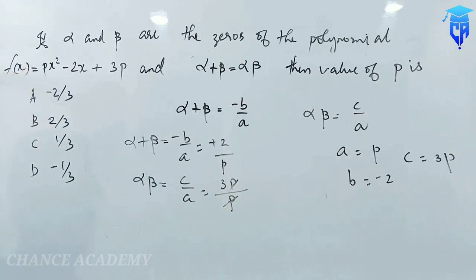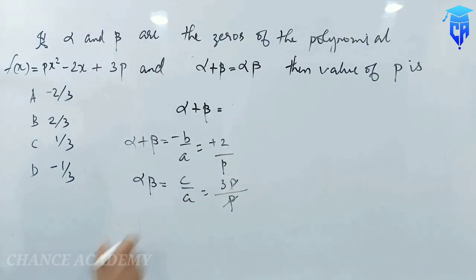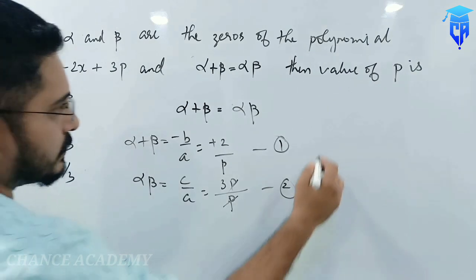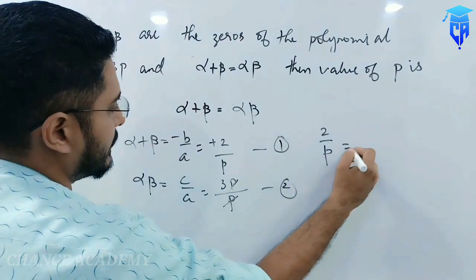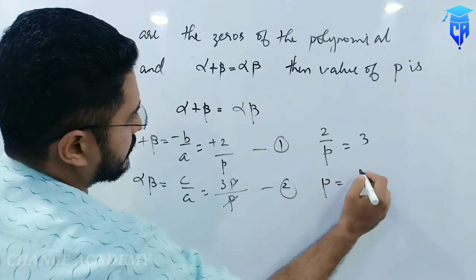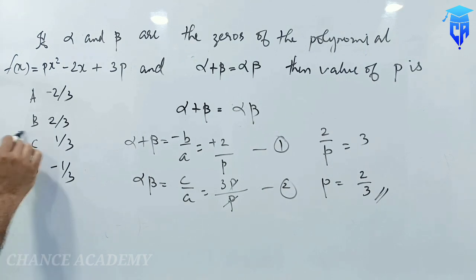Since it's given in the question that alpha plus beta is equal to alpha beta, on bringing that in, you can equate: if this is 1 and this is 2, 1 is equal to 2. So in that case, you can write 2 by p is equal to 3. So on rearranging, p is equal to 2 by 3. So your answer will be option B, 2 by 3.